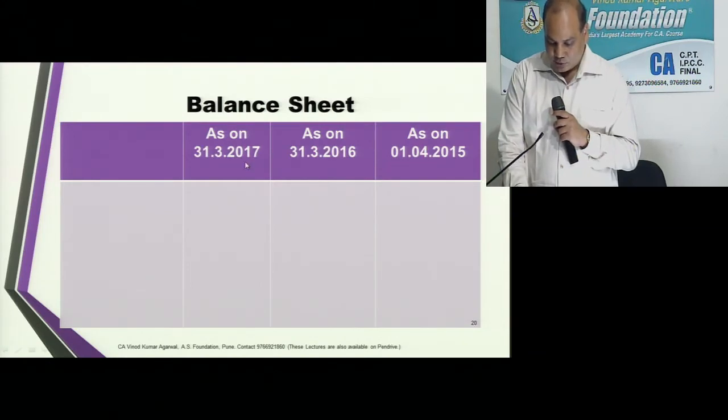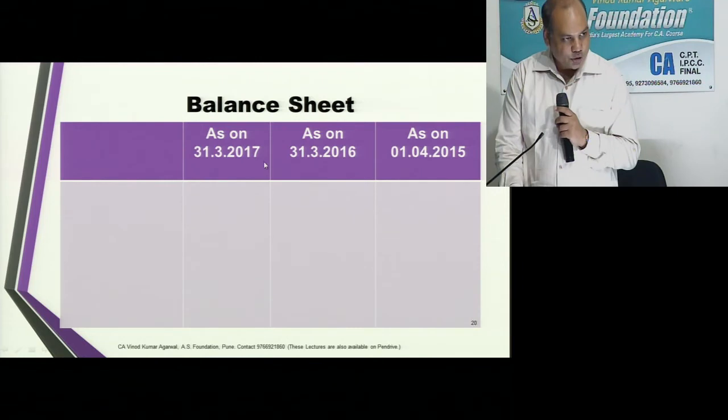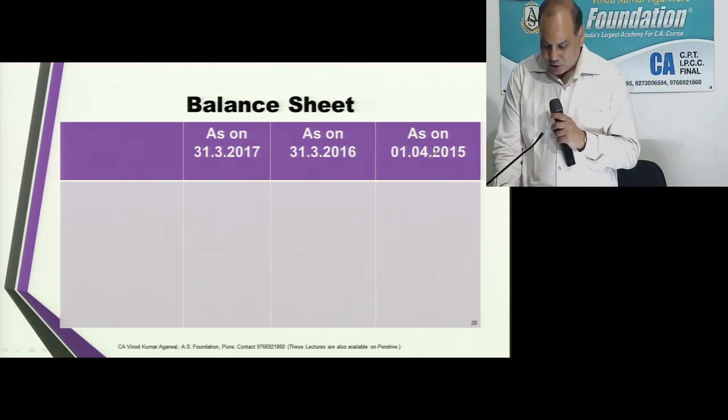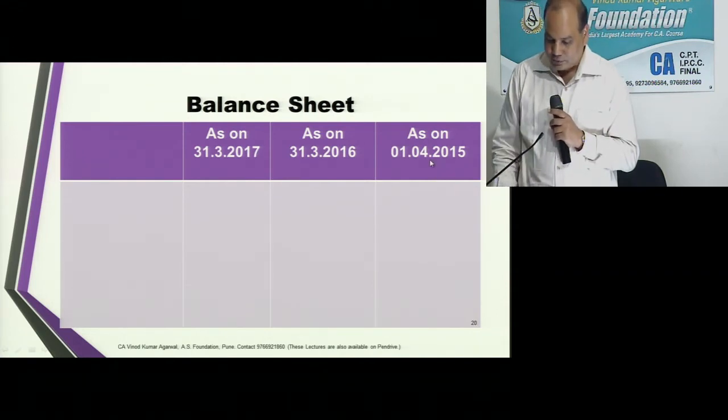As I said, suppose my year ending date is 31st March 17, with the previous year as usual. This is the requirement in every standard, plus a special requirement. If you do any of the three things, then you also have to give one more balance sheet on 1/4/15.